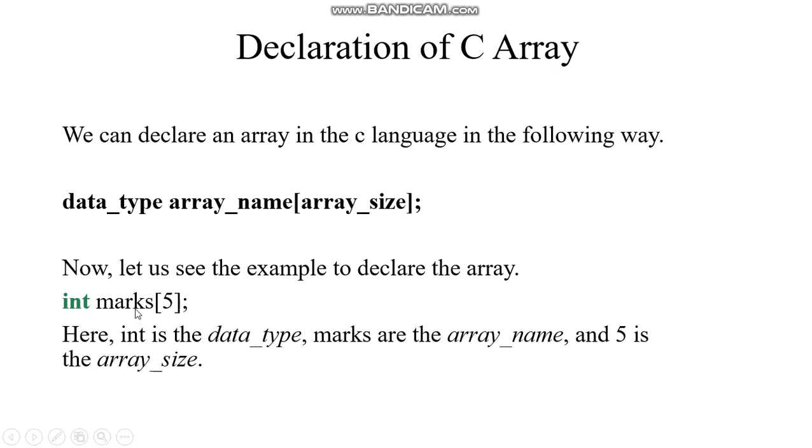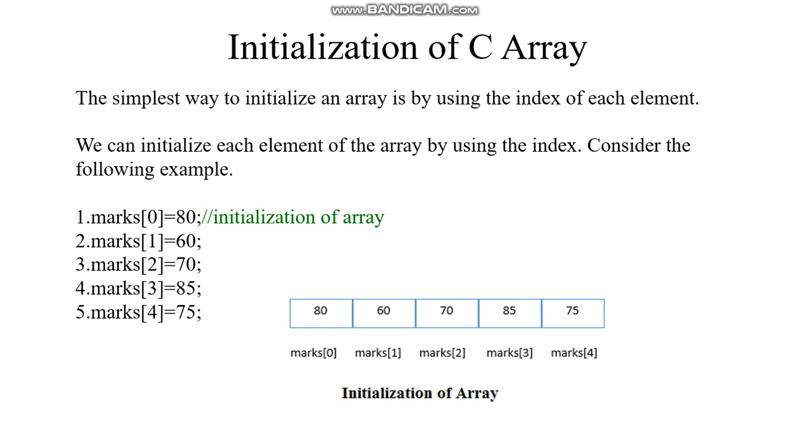The array name is similar to a variable name, but the size determines the number of values that can be stored under the same name with varying indexes. Five data can be stored under the name marks with various indexes: marks of 0, marks of 1 up to marks of 4. Totally 5 elements can be stored with the same name. That is easier for us than defining 5 different variables. Next one is initialization.